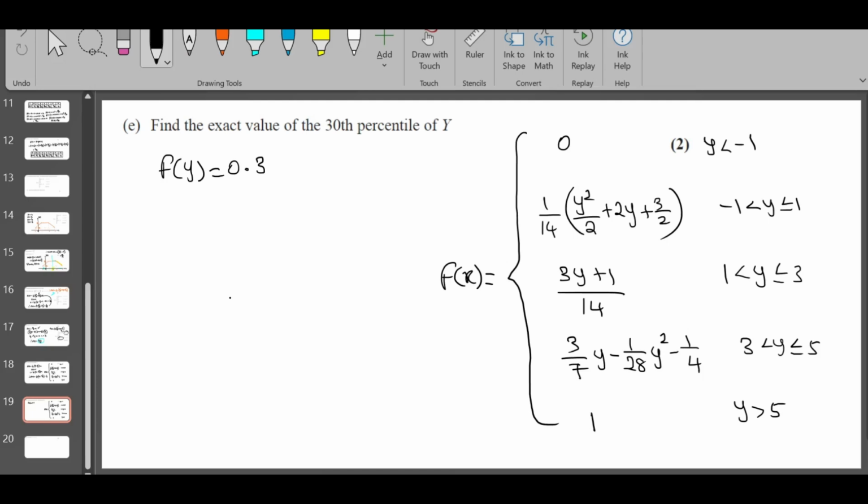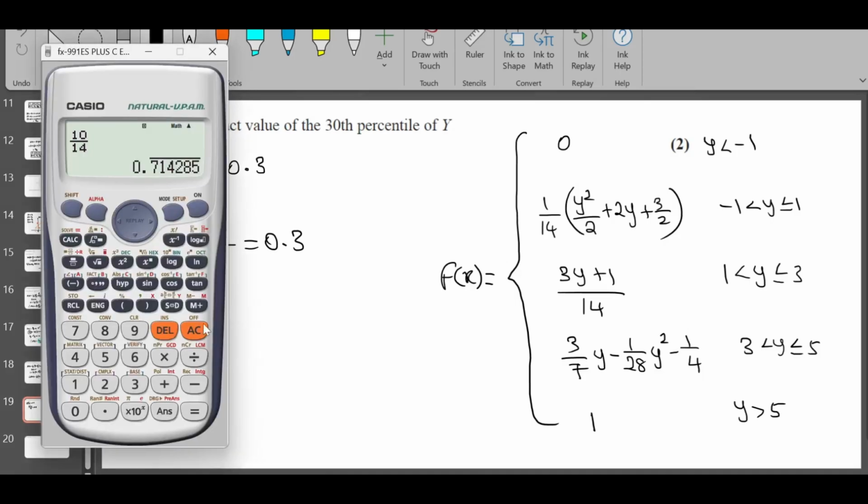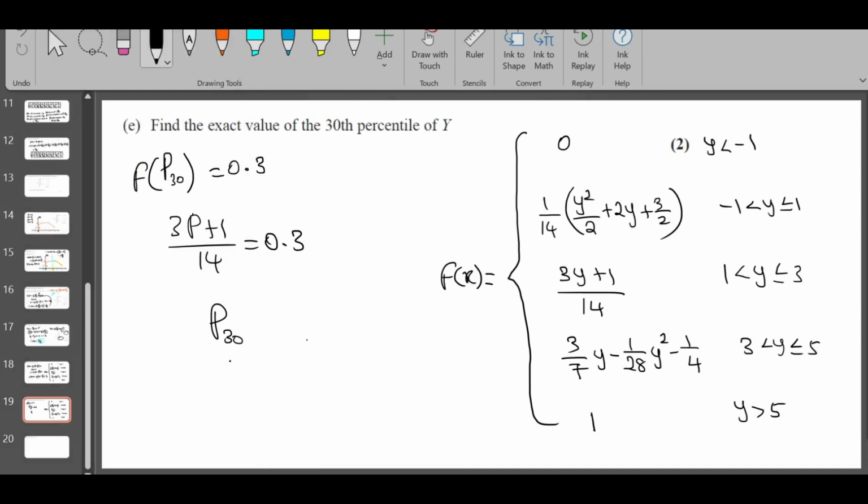So we need to equate this to 0.3. Instead of y, write the 30th percentile, so we use P30. Sub in the place of y. 3p plus 1 over 14 is 0.3. So 0.3 times 14 minus 1, divided by 3. 16 over 15. P30 is 16 over 15 is the answer. Leave it as it is.